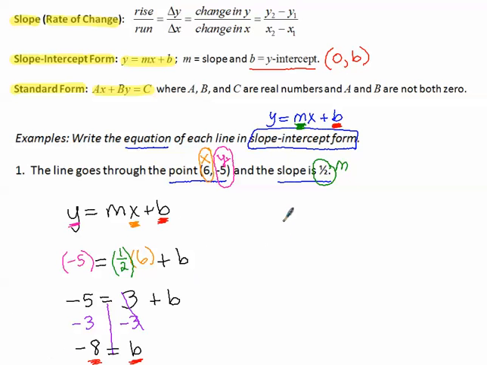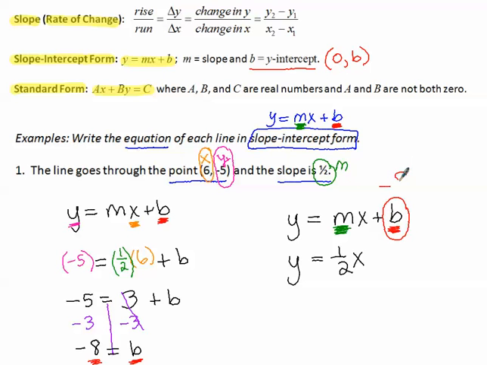Let's remind ourselves one more time, y equals mx plus b is the slope-intercept form. I know that the m is 1/2, so I can replace it in the equation, and now I know the b is negative 8, so I can replace it in the equation. So now we can write y equals 1/2 x, and the b is negative 8. Instead of putting b, I can put negative 8 there. But I don't have to write plus negative 8. I can just write minus 8. And there is my equation in the slope-intercept form.